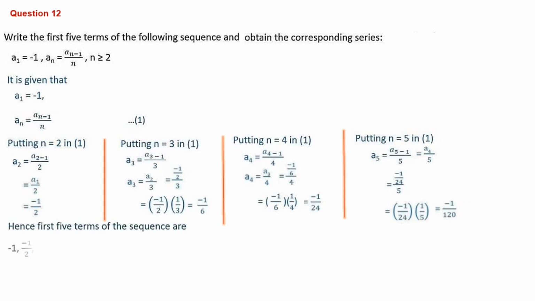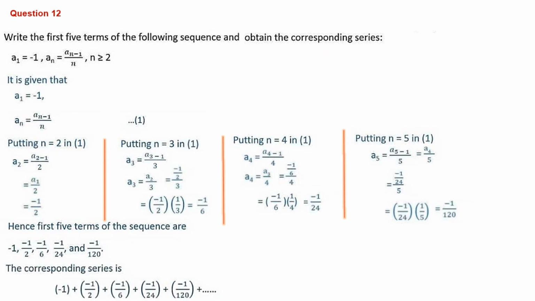First 5 terms we have got. First term is minus 1, second term is minus 1 by 2, third term is minus 1 by 6, fourth term minus 1 by 24, fifth term minus 1 by 120. Then the corresponding series we have to write. Just put the plus symbol and write: minus 1 plus minus 1 by 2 plus minus 1 by 6 plus minus 1 by 24 plus minus 1 by 120 plus etc.